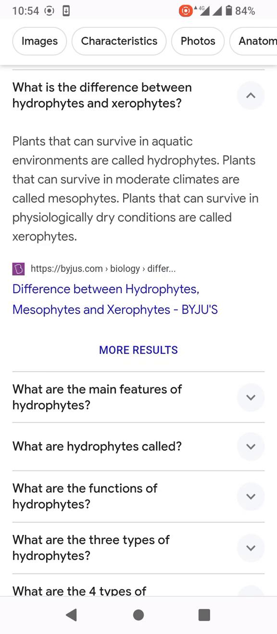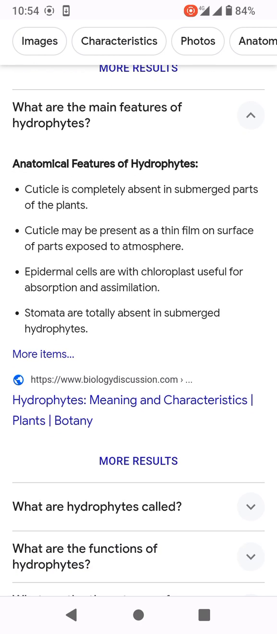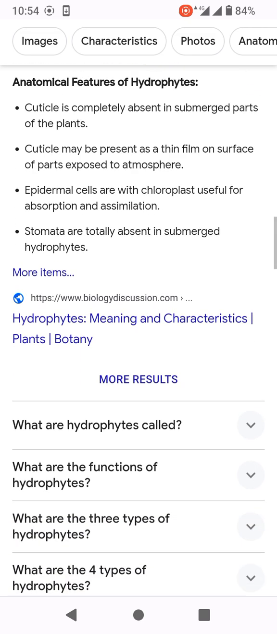What are the main features of hydrophytes? Anatomical features of hydrophytes. Cuticle is completely absent in some mud parts of the body of the plant. Cuticle may be present as a thin film on surface of parts exposed to atmosphere. Epidermal cells are with chloroplast, useful for absorption and assimilation. Stomata are totally absent in some mud hydrophytes.